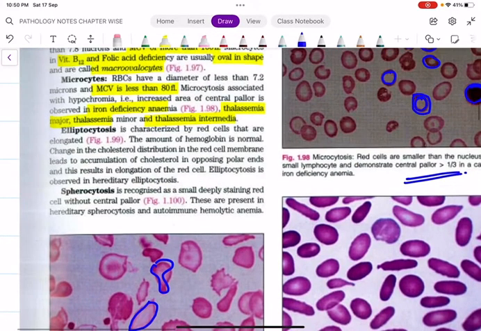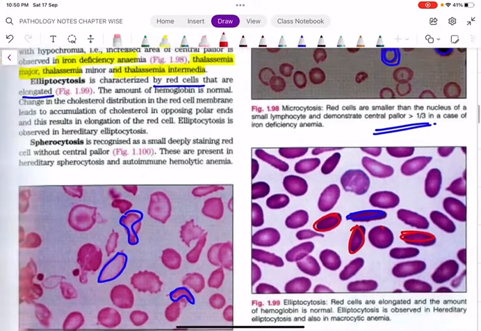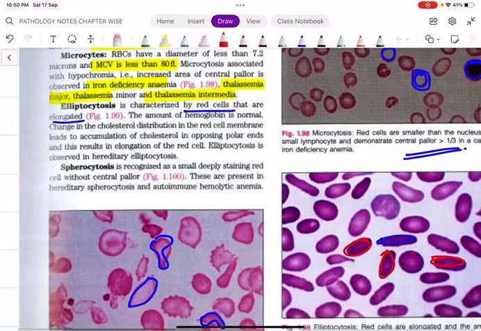Then elliptocytosis is characterized by red cells that are elongated, as you can see in this picture. You can see elongated RBC. This is called elliptocytosis. Remember, it is because of the change in the cholesterol distribution in the red cell membrane. There will be accumulation of cholesterol, and that is responsible for elongation of RBC. They will ask you why the red cells are getting elongated: because of accumulation of cholesterol. And remember, elliptocytosis is seen in hereditary elliptocytosis.